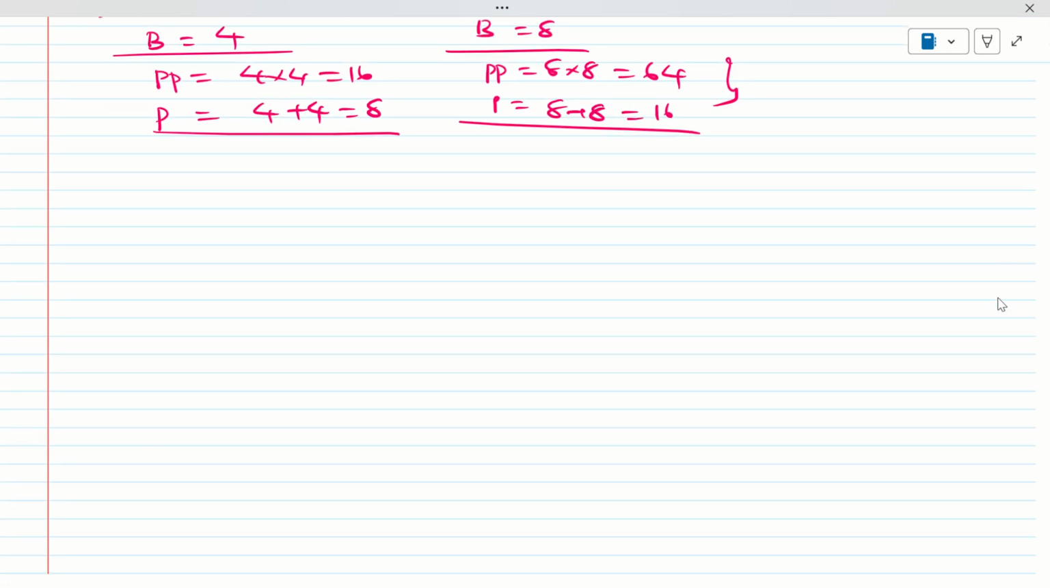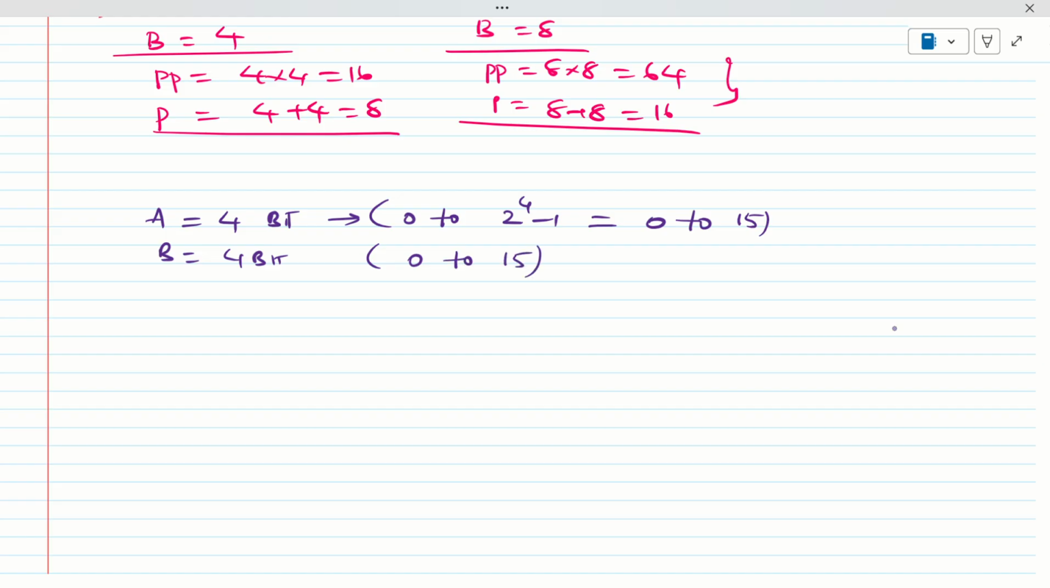So next, I can extend: A equal to 4 bit, B is 4 bit. If I take 4 bits, I can store the values from 0 to 2 power 4 minus 1, which is called as 0 to 15 values you can store in the A. And similarly, 0 to 15 values store in the B. So A is called as multiplicand, B is called as multiplier. Let me take that. So A is 4 bit, right? You can denote as A3, A2, A1, A0. Similarly, B3, B2, B1, B0.